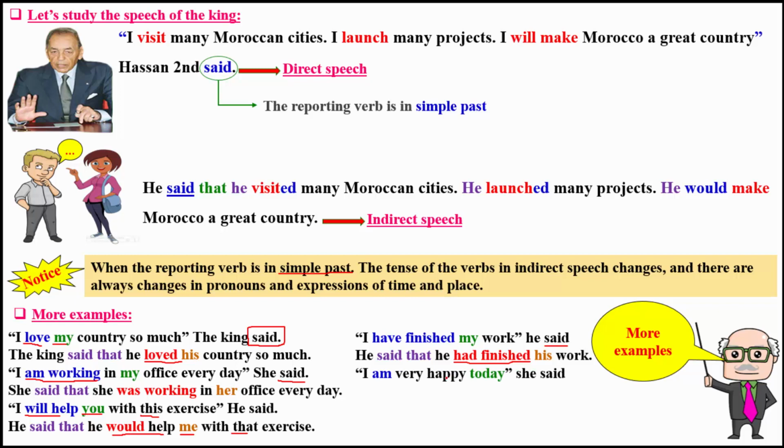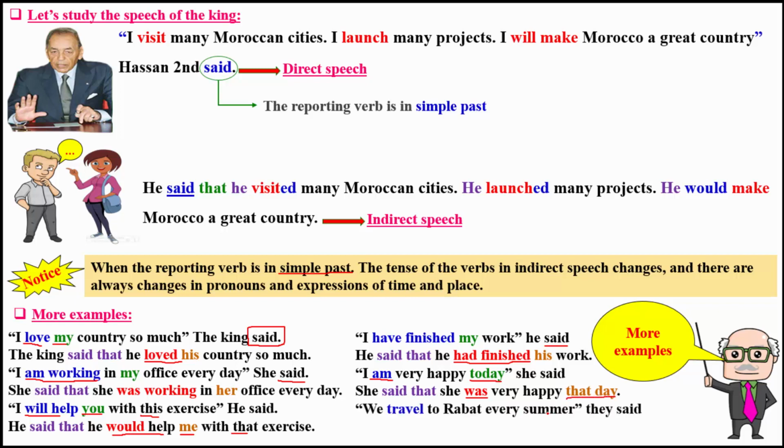Another example: "I am very happy today," she said. She said that she was very happy that day. So the verb here is the verb to be in simple present, and it changes to simple past. And here we have "today," which changed to "that day."